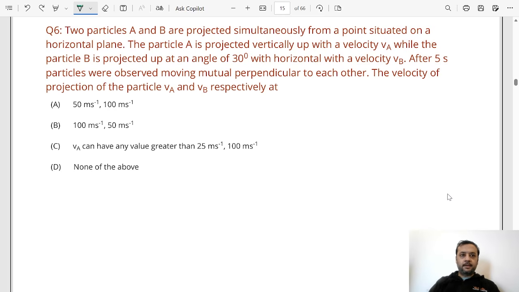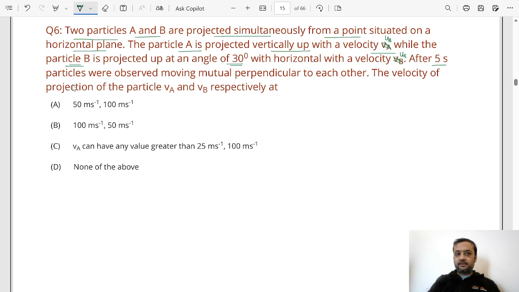Cool. In this question, there are two particles A and B which are projected simultaneously from a point situated on a horizontal plane. The particle A is projected vertically up with velocity VA. Actually, I'm changing this symbol to UA, just to show that it was the initial velocity. While the particle B is projected up at an angle of 30 degrees with the horizontal with velocity VB. Again, I'm changing this to UB. So I have changed the names VA to UA and VB to UB.